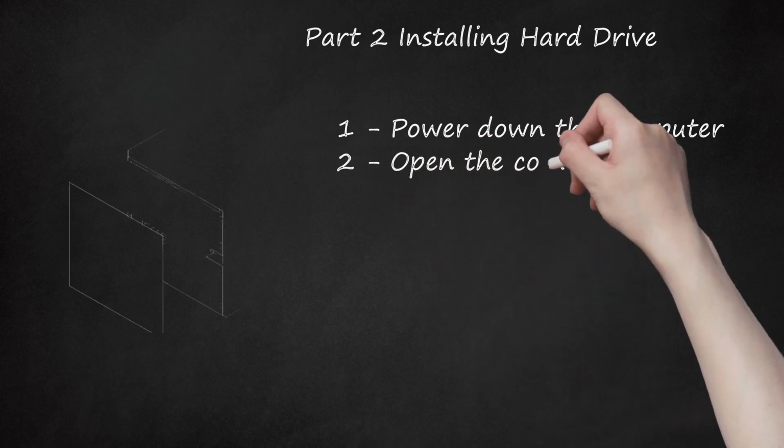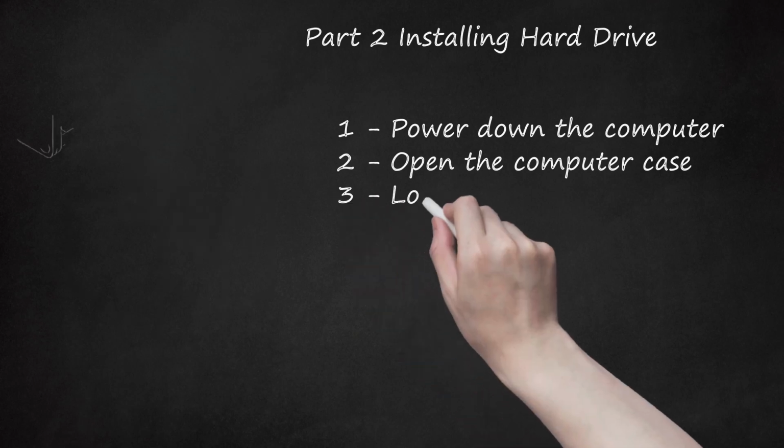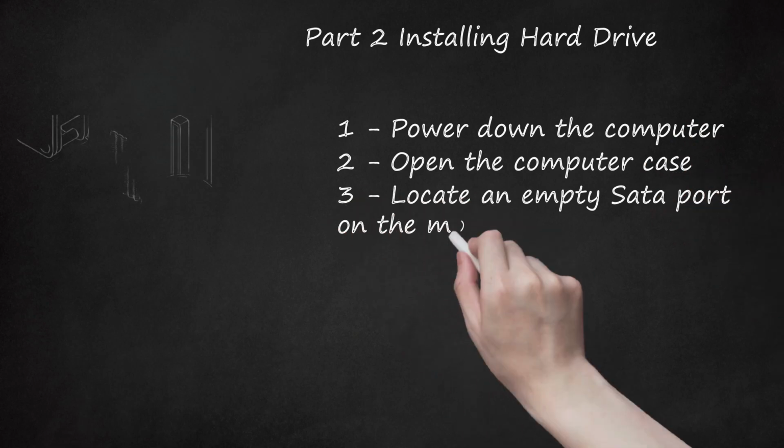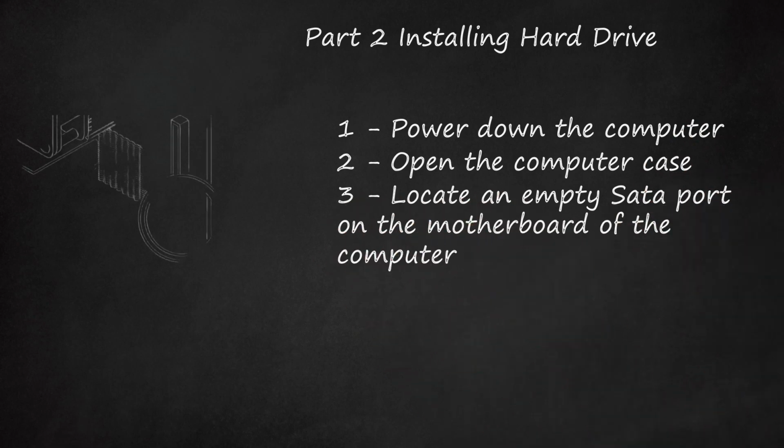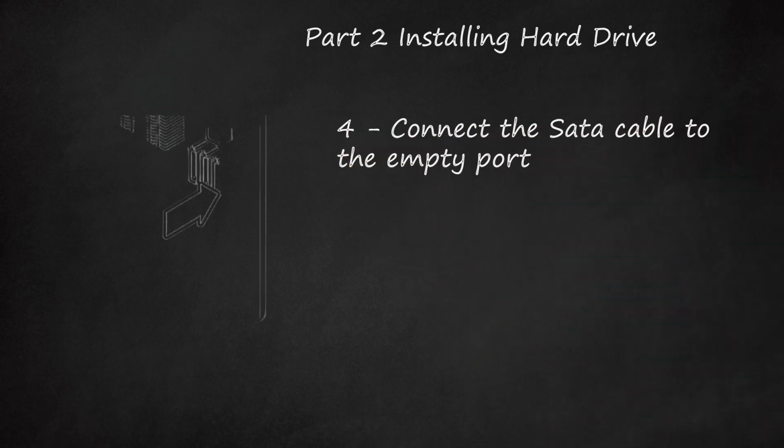2. Open the computer case. Most computers' cases can be opened by removing screws that hold the case together. 3. Locate an empty SATA port on the motherboard of the computer. After the computer case is open, prepare the installation of the hard drive by locating an empty port on the motherboard.